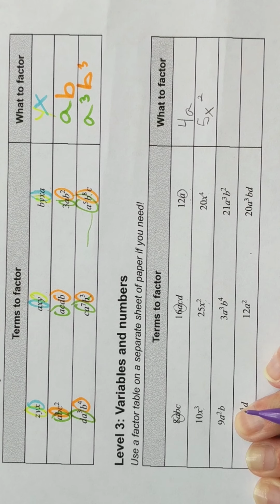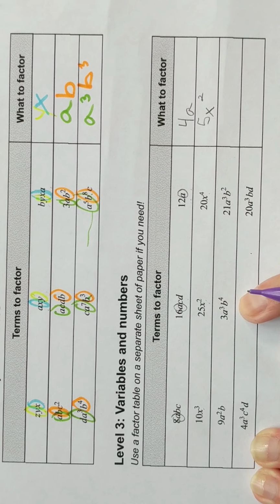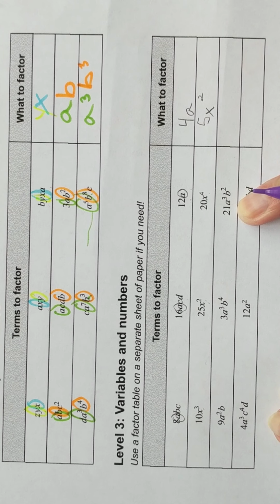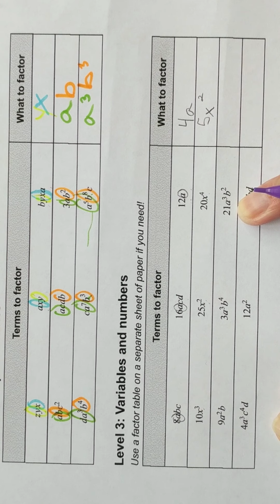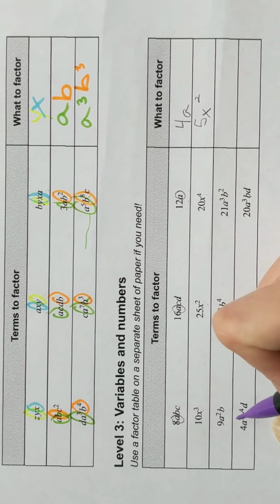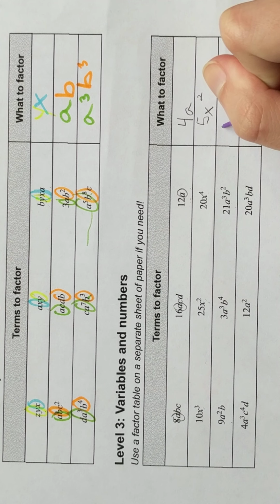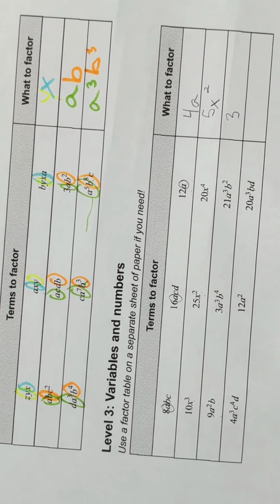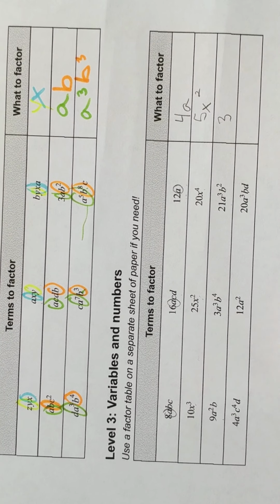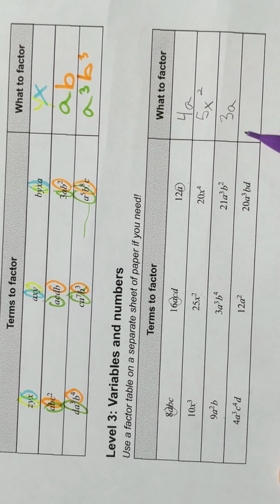Here, let's look. I have 9a squared b, 3a cubed b to the 4, and 21a cubed b squared. First, I'm going to look at the numbers. 9, 3, 21. The number that they have in common, the biggest one, is 3. So I'm going to factor out a 3. I can also see each term has an a, so I factor out the a.